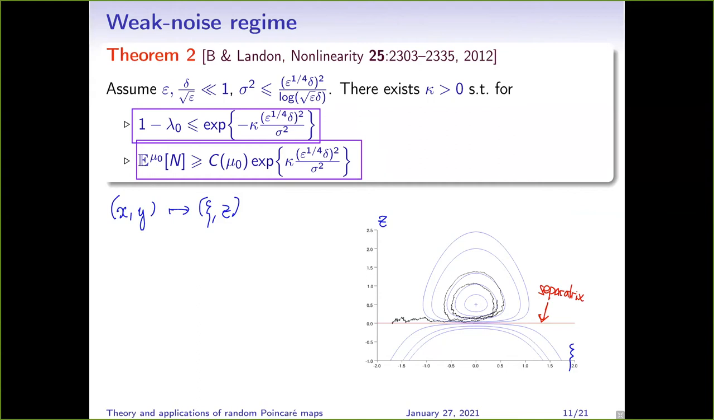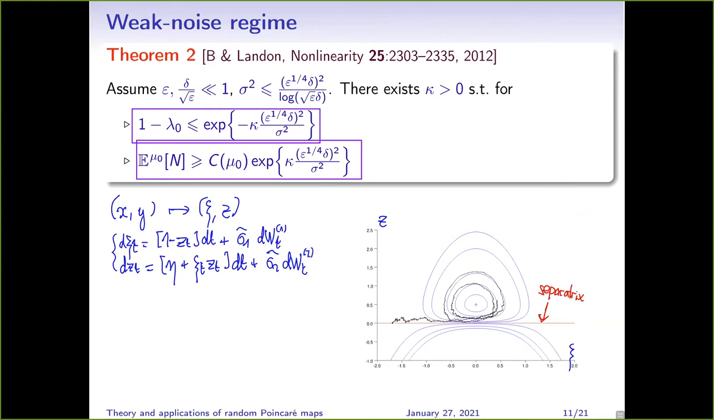And in these new coordinates, the system looks more or less like this. I have d xi t is equal to 1 minus zt dt, plus a noise term with a rescaled intensity. And dzt is equal to some parameter eta plus psi t zt dt plus also some rescaled noise term here. And this eta is equal to delta over square root of epsilon minus sigma 1 tilde square. And this minus sigma 1 tilde square is an Itô-Stratonovich correction. If you know SDEs, you know there are these corrections when you have nonlinear changes of variables. And sigma tilde i is simply sigma i divided by epsilon to the 3/4.